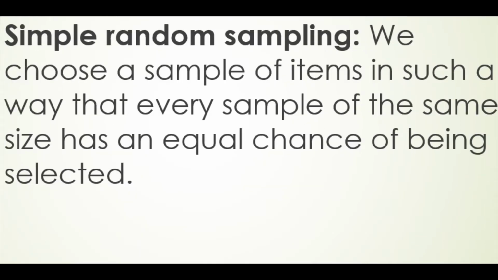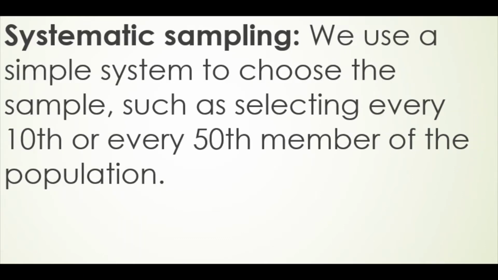Next, let's talk about some common sampling methods. The first is simple random sampling. For simple random sampling, we choose a sample of items in such a way that every sample of the same size has an equal chance of being selected. So this is just random. We may flip a coin or roll dice. More often, we're going to program a computer to randomly select a few members of the population. So that's simple random sampling.